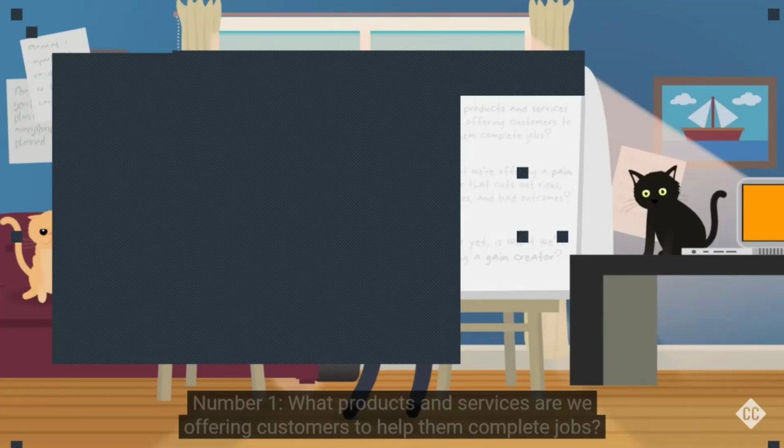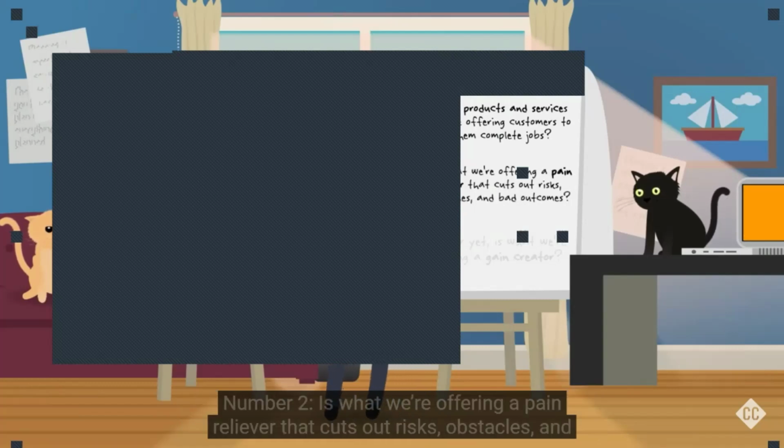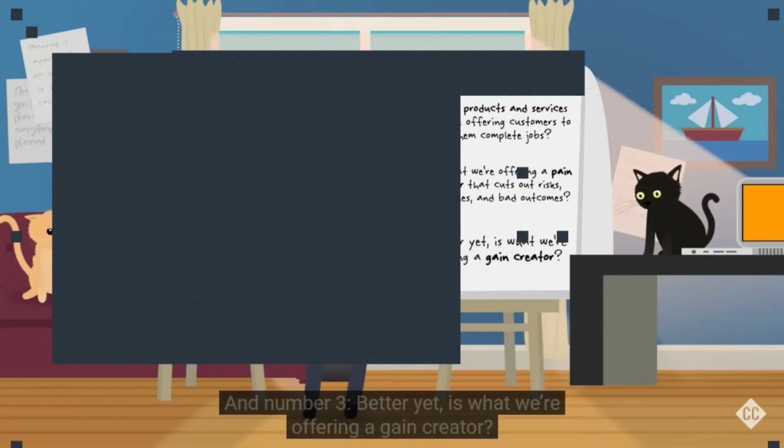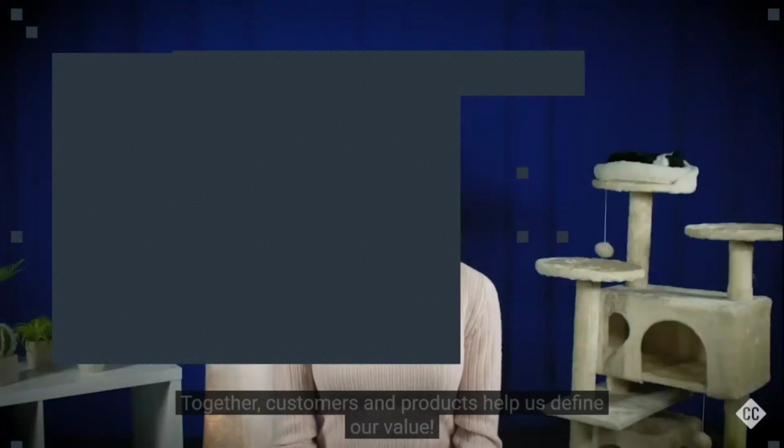After considering the customer experience, we can turn the spotlight onto our potential business with three response questions. Number one, what products and services are we offering customers to help them complete jobs? Number two, is what we're offering a pain reliever that cuts out risks, obstacles, and bad outcomes? And number three, better yet, is what we're offering a gain creator? Together, customers and products help us define our value. So let's get down to the nitty-gritty details of writing a value proposition, shall we?